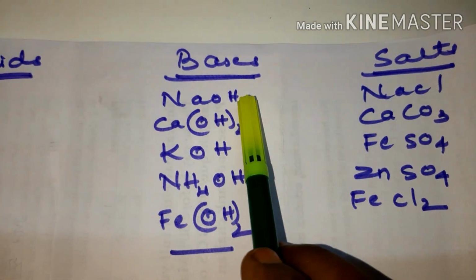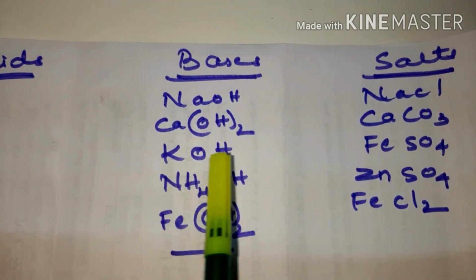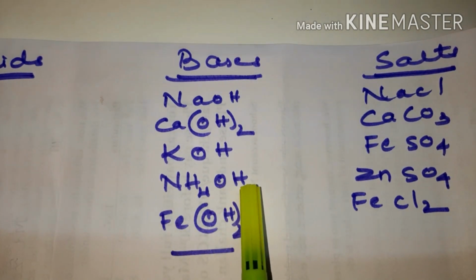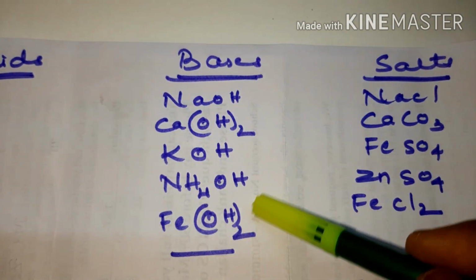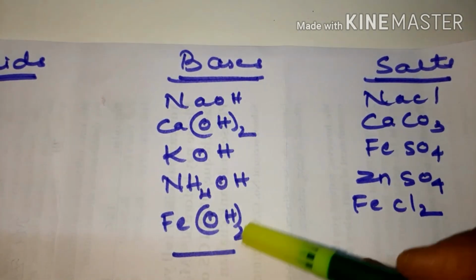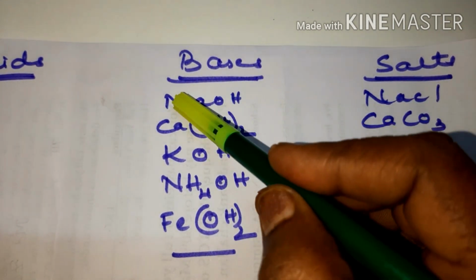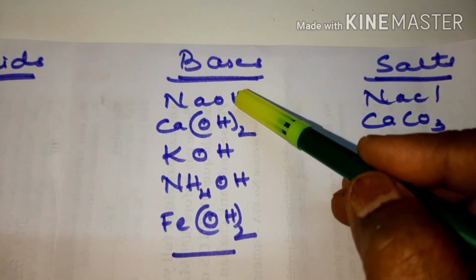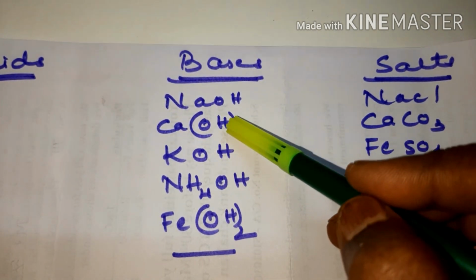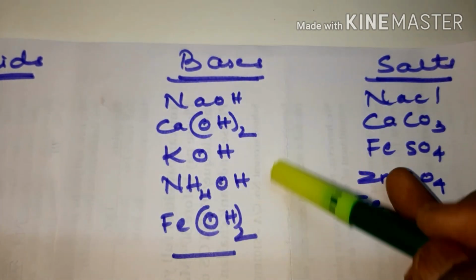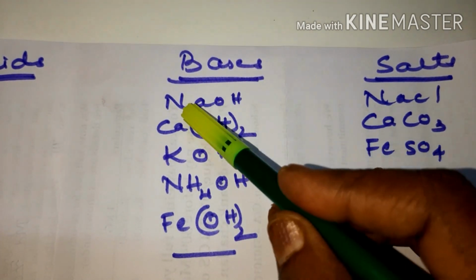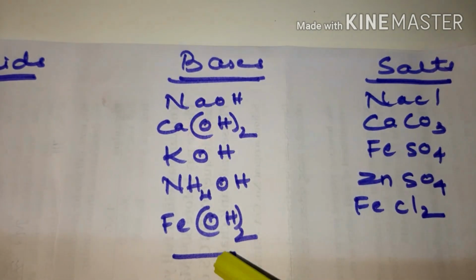Bases, you have sodium hydroxide, calcium hydroxide, potassium hydroxide, ammonium hydroxide, iron oxide. So what is common in this? OH group is present. If a chemical substance has an OH group along with the metal, we call it a base. So OH along with the metal. So when a chemical substance has an OH group along with the metal, we call it a base.